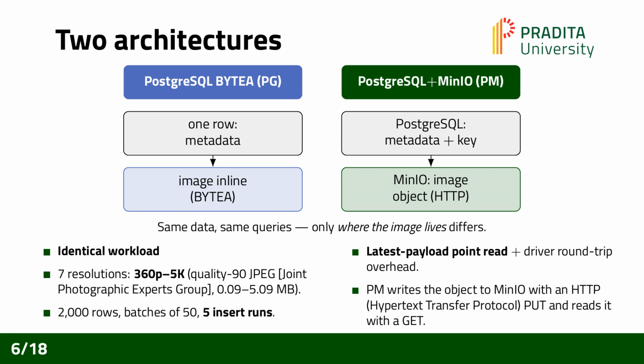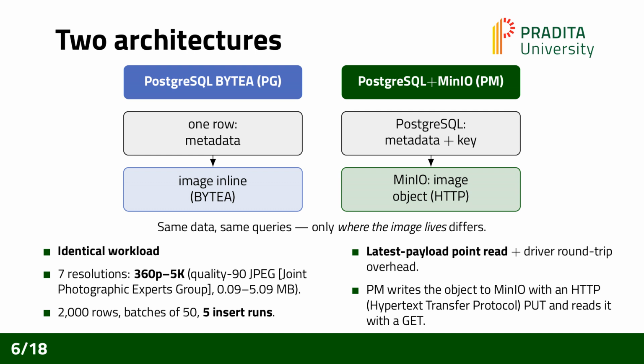Here are the two architectures side by side, and the key idea is that they're deliberately almost identical. On the left, the pure PostgreSQL approach stores one row of metadata and then places the image inline in a BYTEA column, so everything lives in a single place. On the right, the hybrid approach still stores metadata plus a key in PostgreSQL, but the actual image object is pushed out to MinIO and retrieved over HTTP. The crucial point is that the data and the queries are the same in both. The only thing that differs is where the image physically lives.